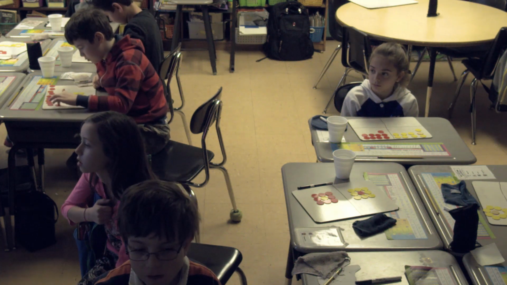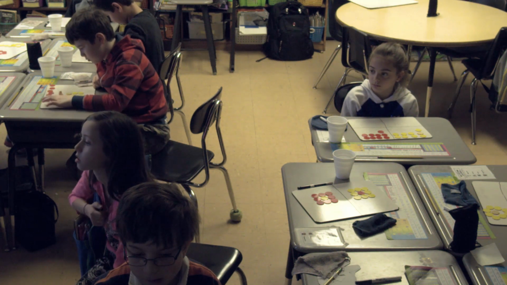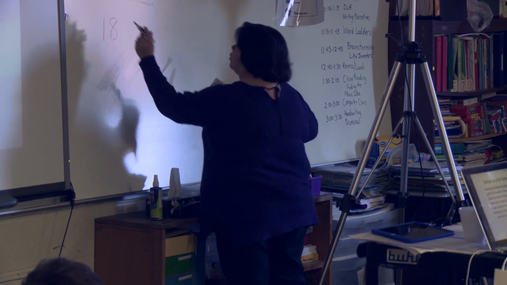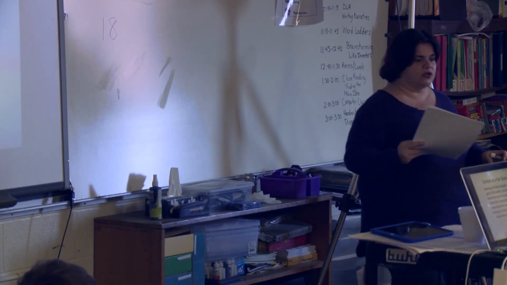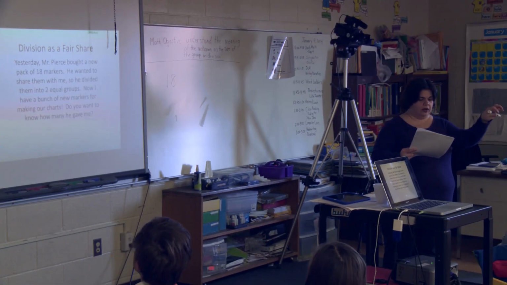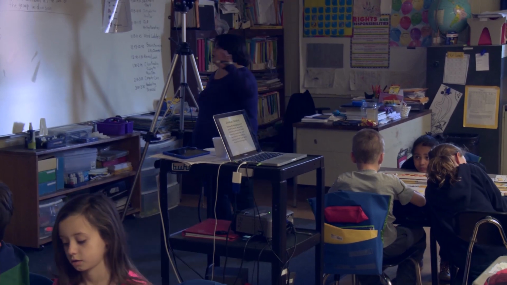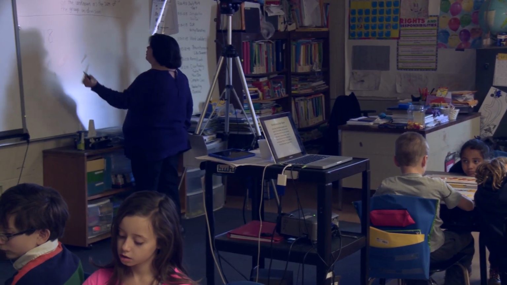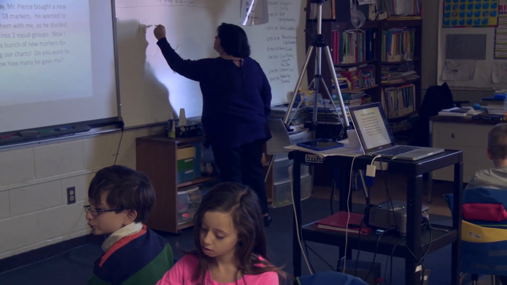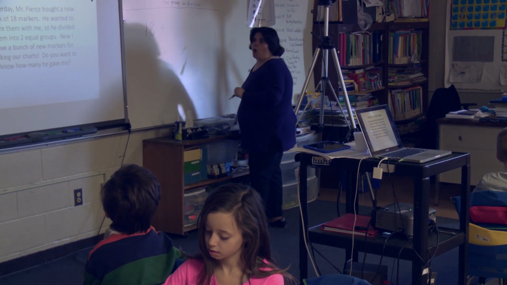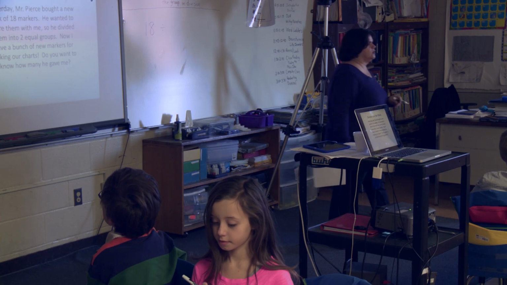So what I'd like you to do, and I'm going to write, we divided 18, right? So 18 was what we started with. That was our total. On your whiteboard, I want you to write 18. I know you all know this, but in case you don't, this is the symbol for division. That's one of the symbols for division, and it's the one we're going to use today.